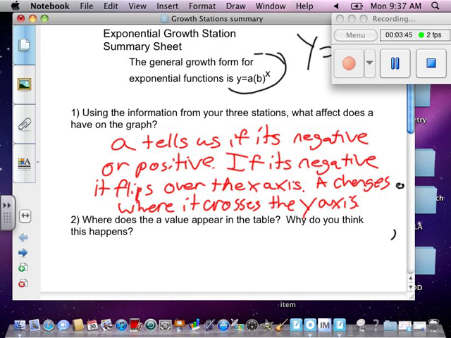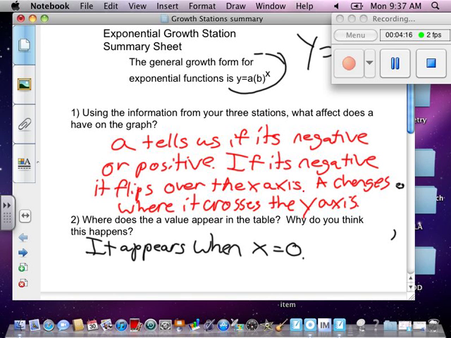Let's look at 2. If you were to look at your sheet and we were to look at the tables, where do you see the A value? Yes, Kyle. At 0. So where does the A value appear on your table? It appears when x equals 0.